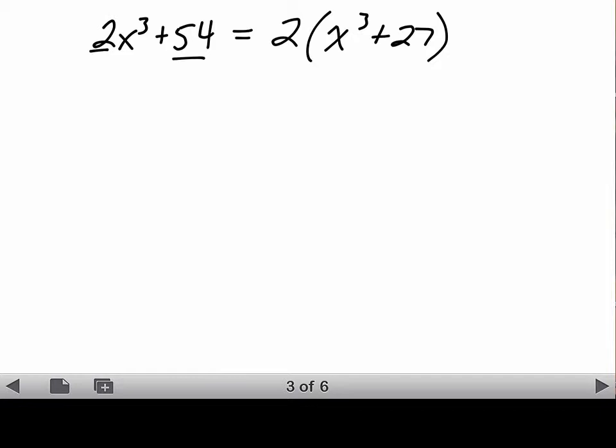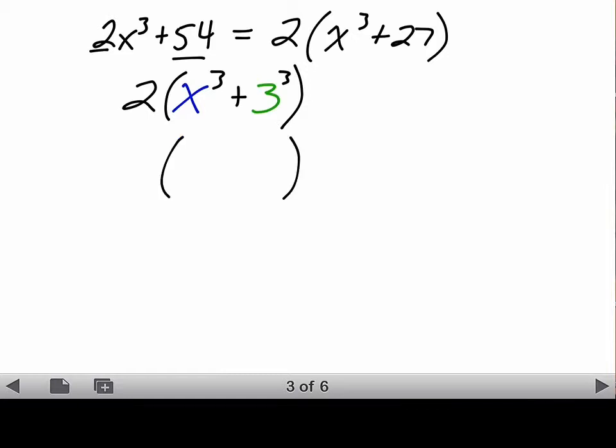Okay, I'm going to rewrite this. 2 times the quantity of, in blue I have x, that's cubed. In green I have 3, and that's cubed. So I've rewritten the x cubed plus 27 as x cubed plus 3 cubed, making it obvious that we have a sum of cubes. Now that sum of cubes is going to factor.